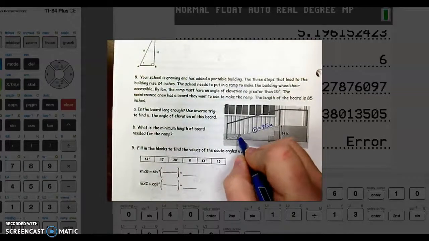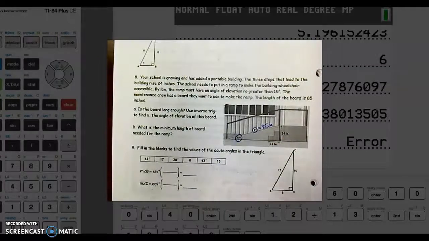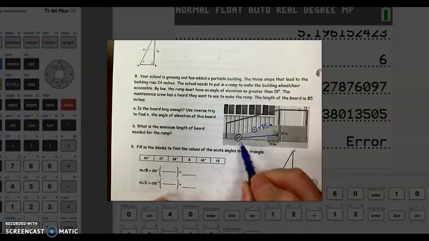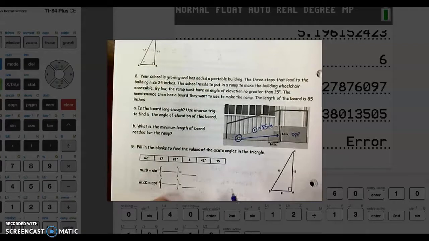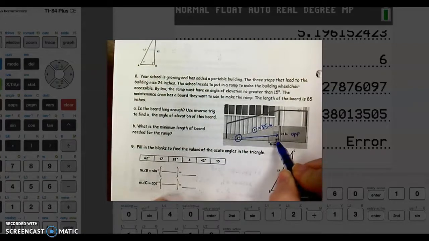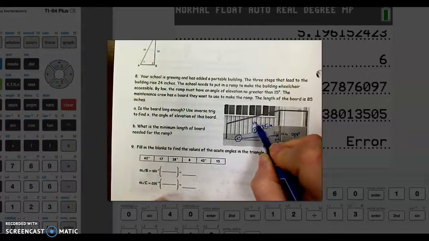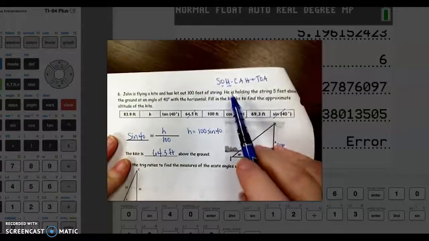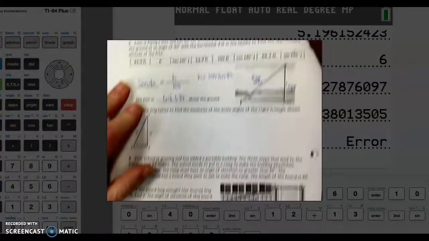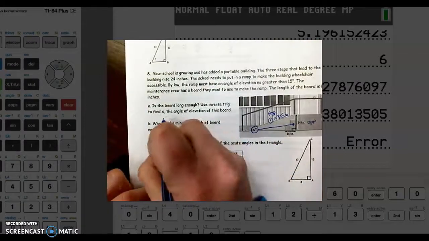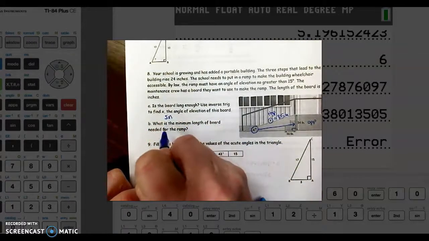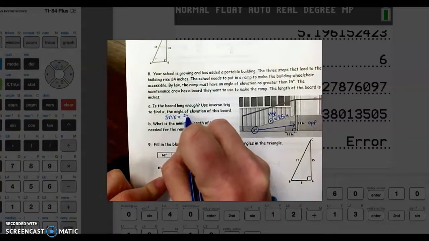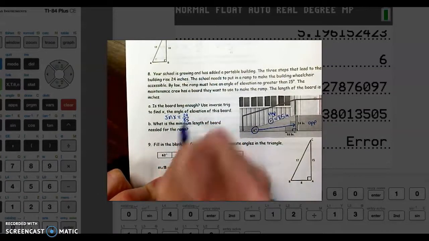So here's our angle whose perspective we're looking from. In respect to that angle, these are the sides that I know. I know the 24 inches, which is the side that is opposite the x degrees. And I know the 85 inches, which is across from the right angle. So that is my hypotenuse. So which trig function uses opposite and hypotenuse? Well, again, that is sine, right? Sine is opposite over hypotenuse. So I'm going to set up a sine equation. So the sine of the acute angle, which in this case is x, is equal to the opposite, which is 24, over the hypotenuse, which is 85.